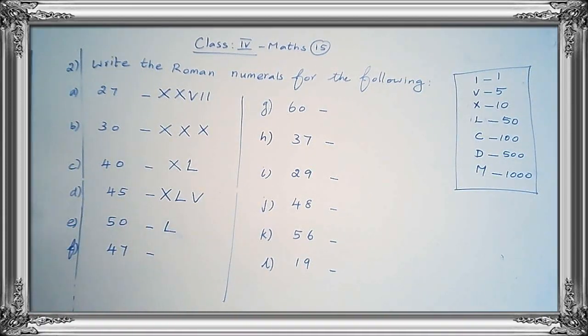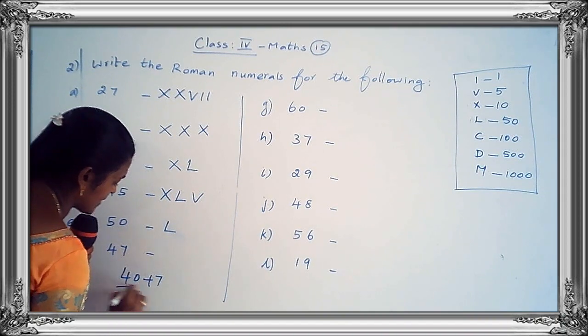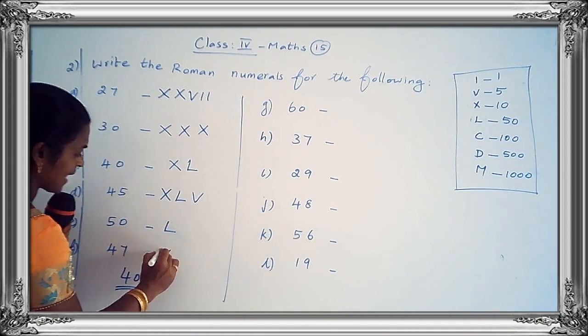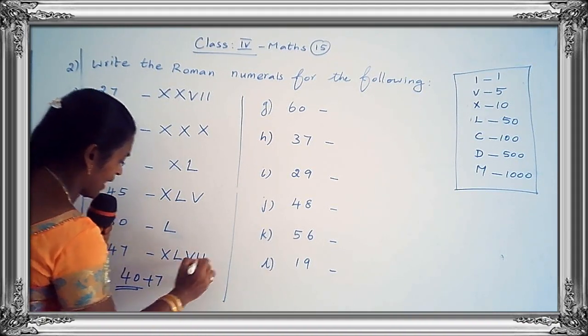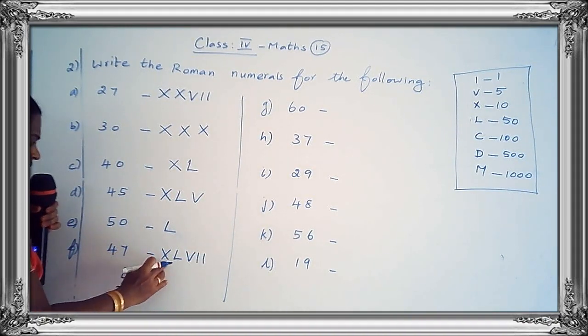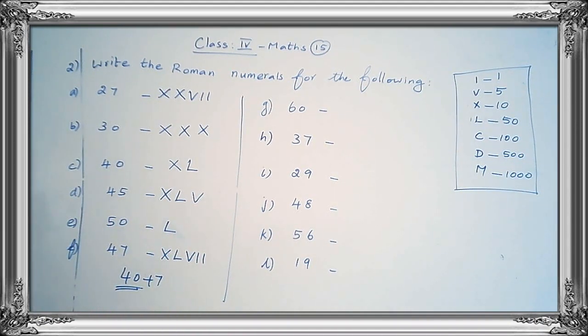Next, 47. Already we know that 40 means XL. Here we need 47, so 47 can be written as 40 plus 7. 40 means XL, and 7 means VII. So that's why 47 means XLVII. Okay, children? Clear? Yes.